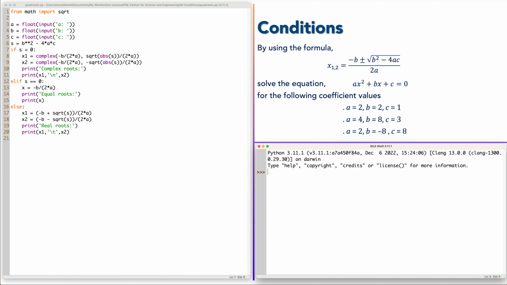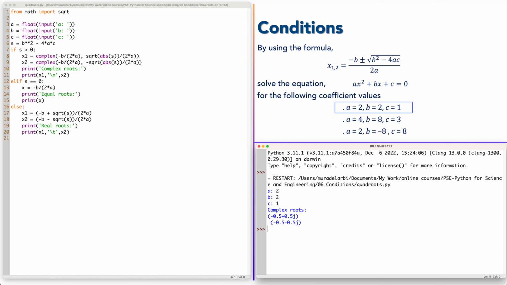Now let's run the code and see the results. We get the prompt to enter the value of a. So I will take the first line, 2, 2, 1. And as we see, we have complex roots.